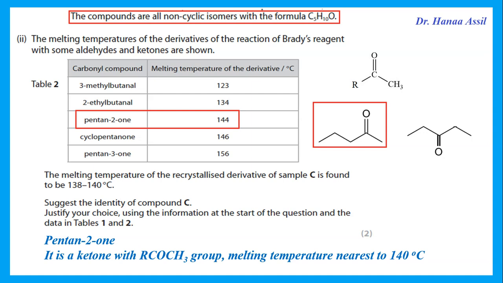Why did we decide that? Because this is a ketone, so it's not 3-methylbutanal or 2-ethylbutanol, and it's not cyclic, and it cannot be pentan-3-one because it doesn't have the C double bond OCH3, and its temperature is the nearest one to 140. Can you see how we decided it's pentan-2-one?